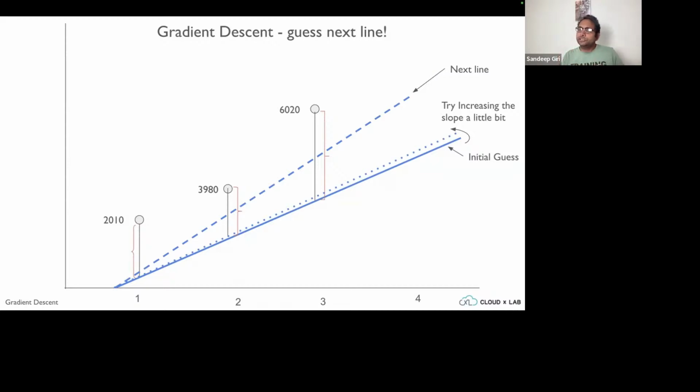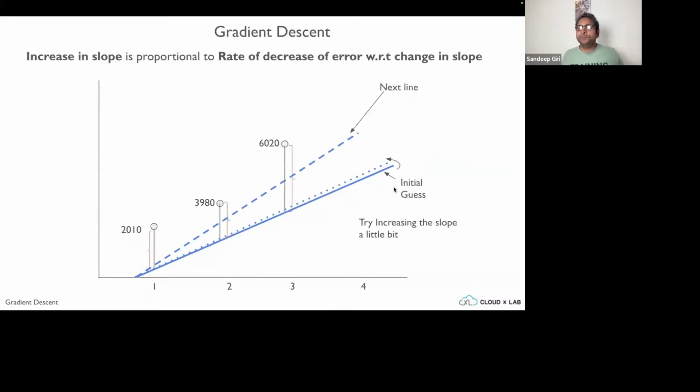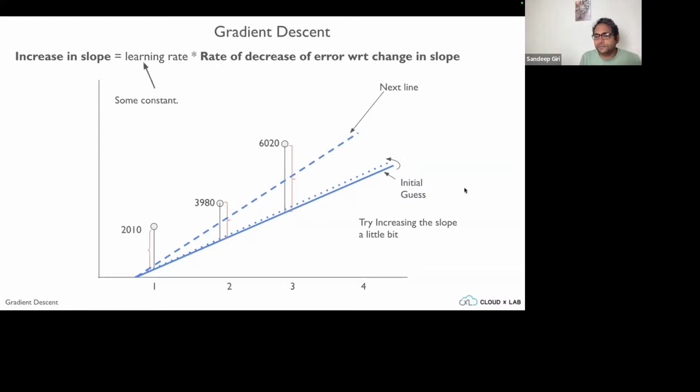Observe the rate of change of error with respect to the rate of change of slope, and then accordingly make a jump. Okay. If lifting this line is reducing the error, we increase the slope. Otherwise, we decrease it. Okay.